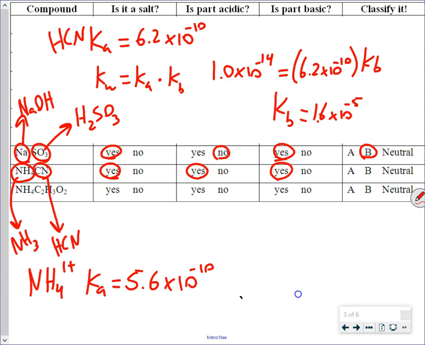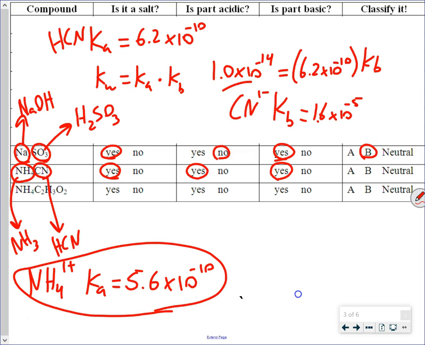So I compare those values. I have this Ka for ammonium down here. I have this Kb for cyanide up here. Those are the two things that make my salt. Which of those values is bigger? The base value is bigger, Kb. So in other words, overall, this is a basic salt.